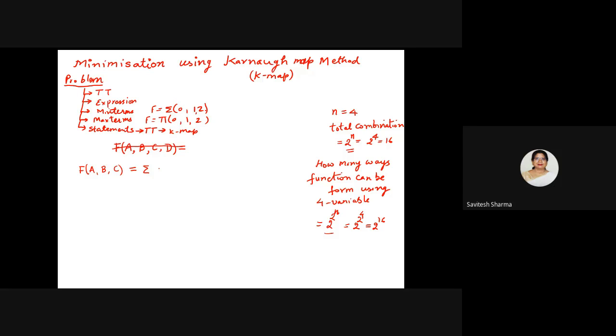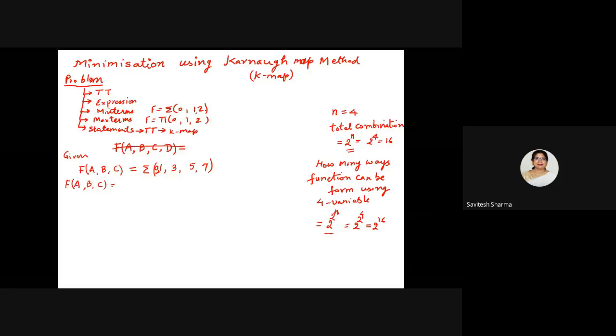Let's say 0, 1, 3, 5, 7 minterms are given. So I am taking one example and saying that the given function is this, in which I am showing minterms. Can you write the expression for this function?